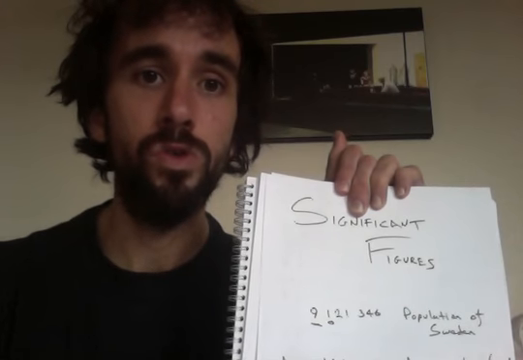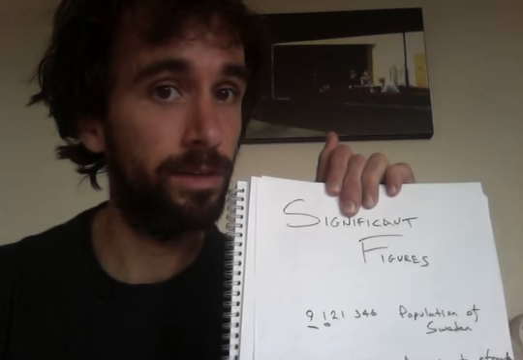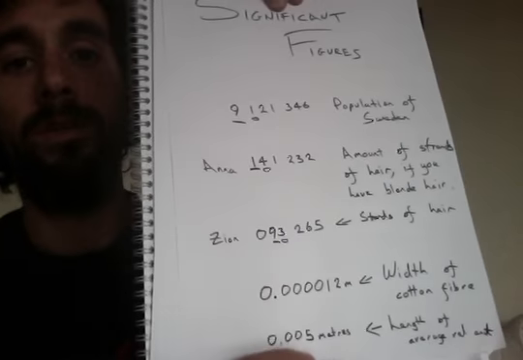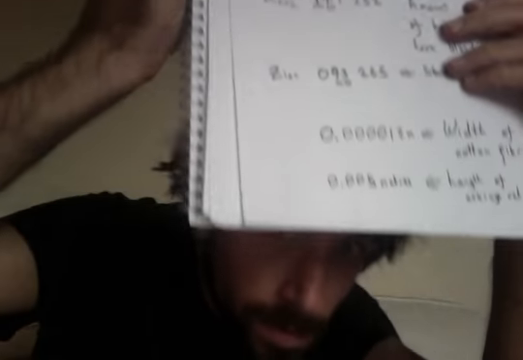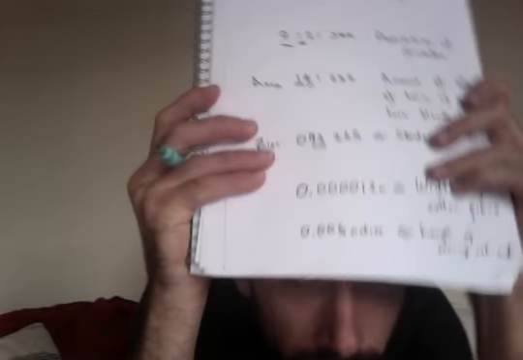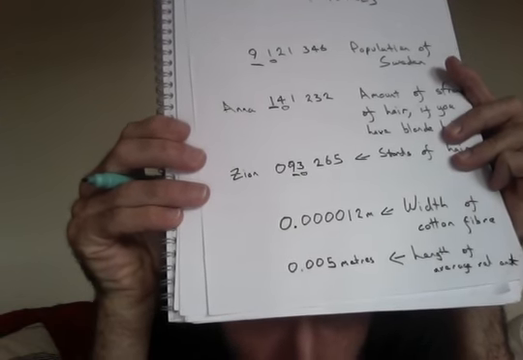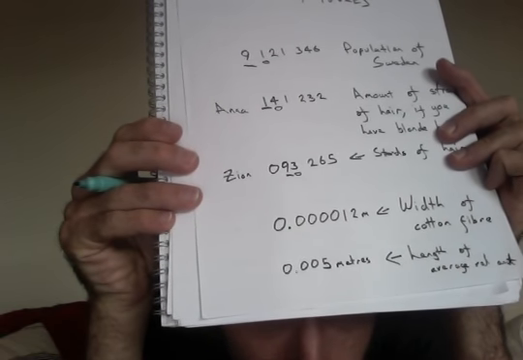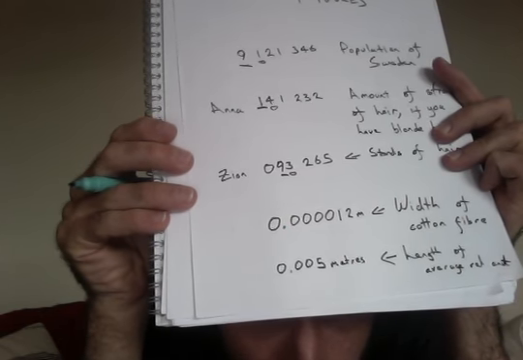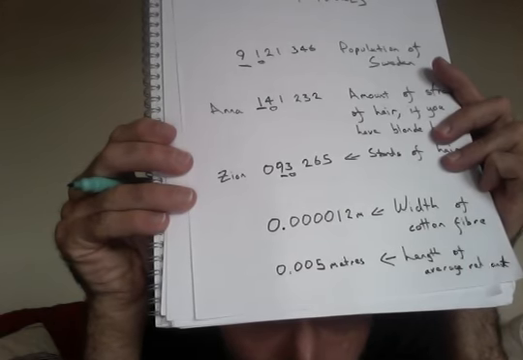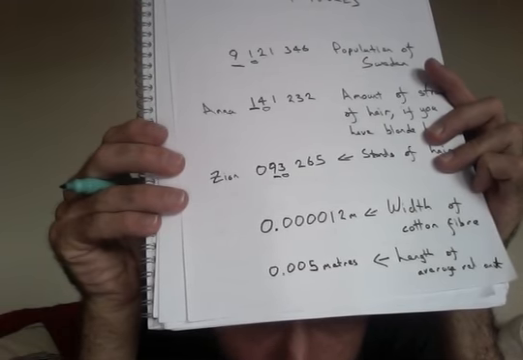Now, it gets a bit funny when we get the decimals, and I'll show you why. Okay, think about this for a sec. Now, the width of a cotton fiber is 0.000012 meters. Okay? What is the first significant figure there, would you say?